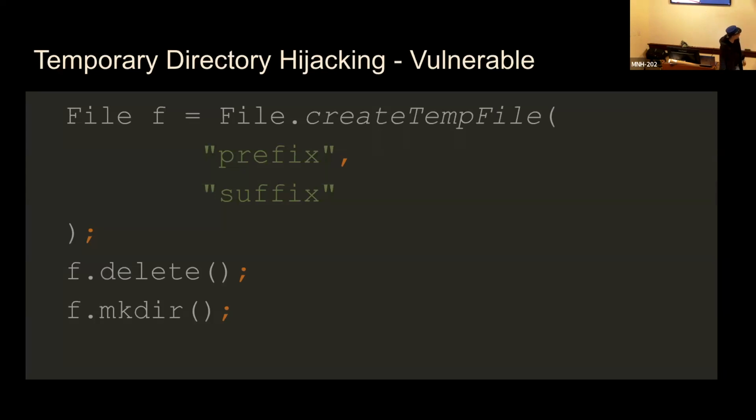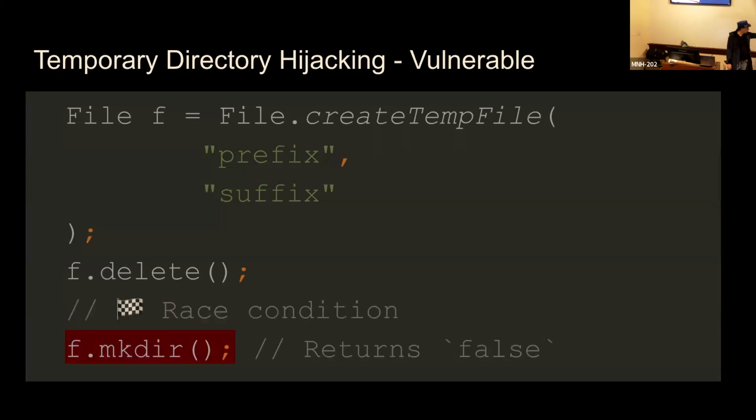So why is this vulnerable? Well, there's a race condition here. The race condition is because mkdir returns false if it fails. It doesn't throw an exception.